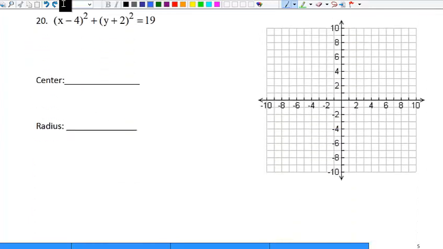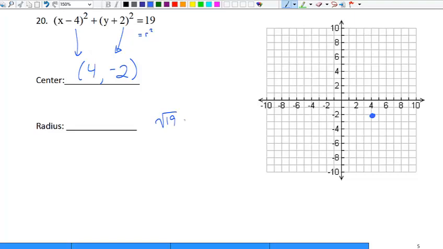Our last problem is already in standard form, yay. So all I need to do is pull off the center. The opposite of -4 is +4. The opposite of +2 is -2. So I have a center at (4, -2). Now what makes this one hard is we have r squared on the right-hand side, but I don't know what the square root of 19 is.